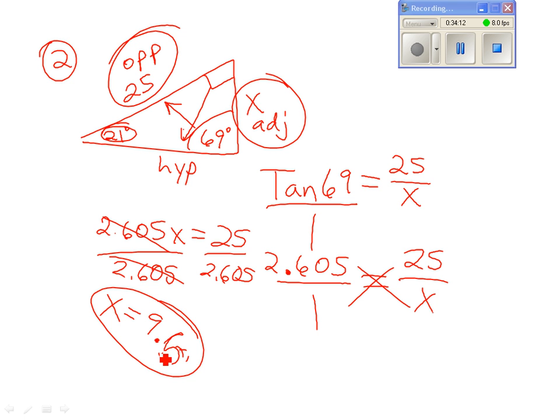That's supposed to be a 6. Does it make sense for that to be 9.6? Yeah.